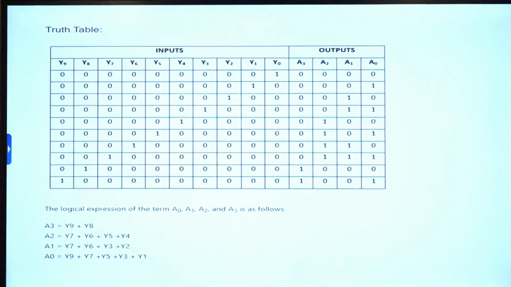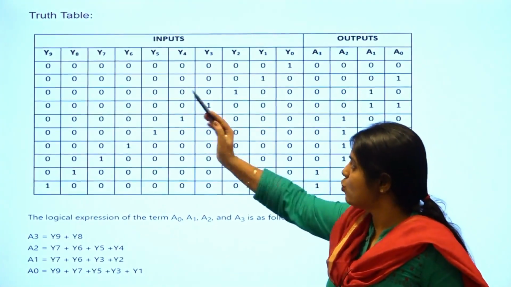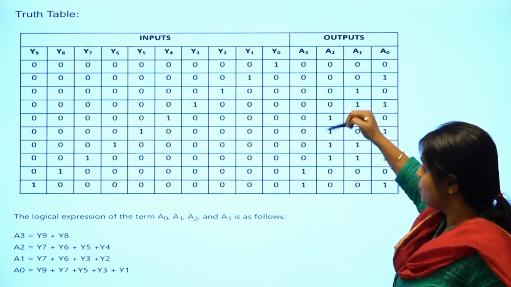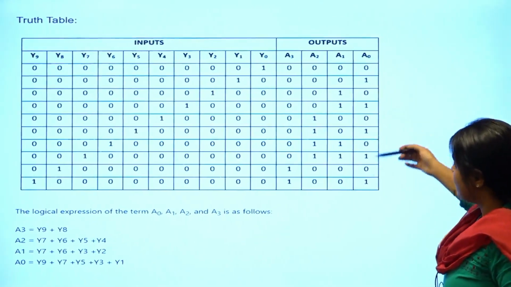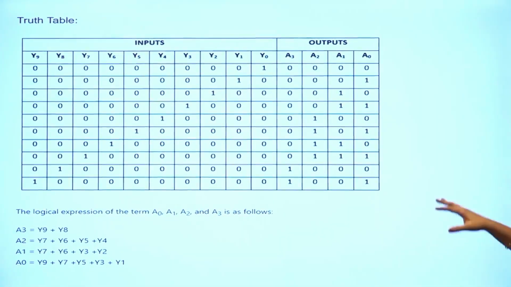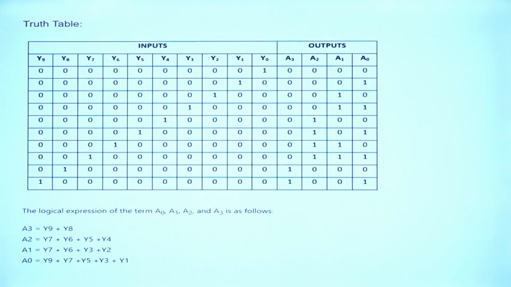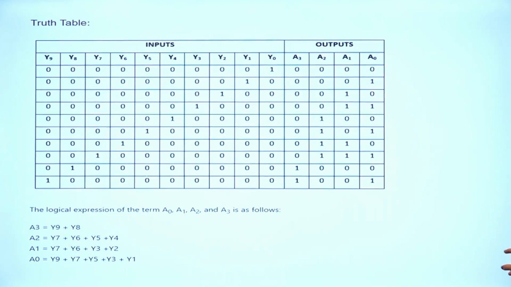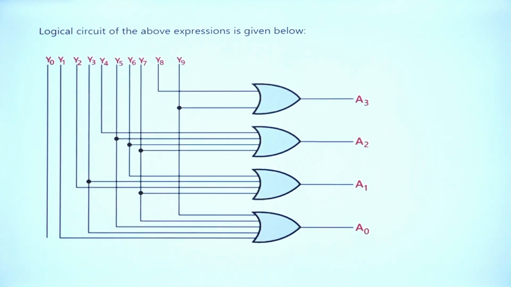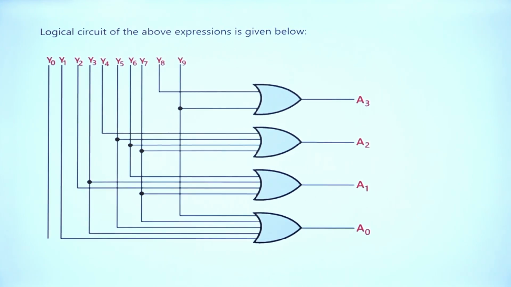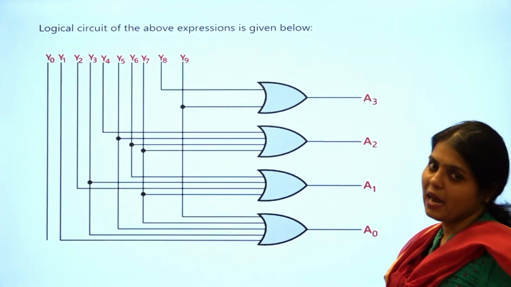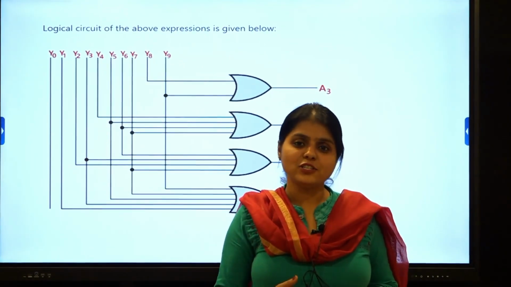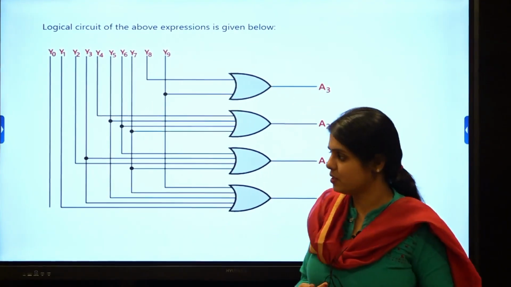As you can see in the truth table, I have the inputs from Y0 to Y9, and A0, A1, A2, A3 as the outputs. For each input line I have its binary representation and the corresponding outputs. Using this truth table, we have derived the logic expressions for A0, A1, A2 and A3. Using these logic expressions, this is the logic circuit that we design for the decimal to binary encoder, taking decimal numbers 0 to 9 and producing the equivalent binary digits of that particular BCD number.